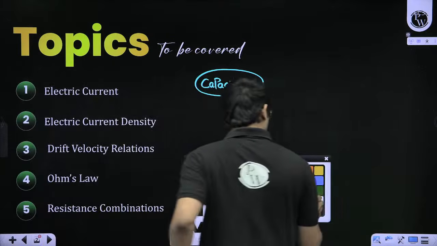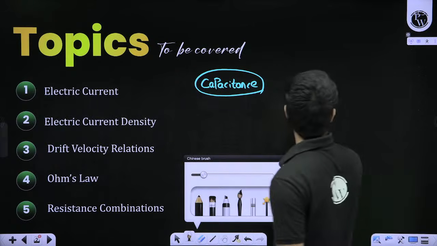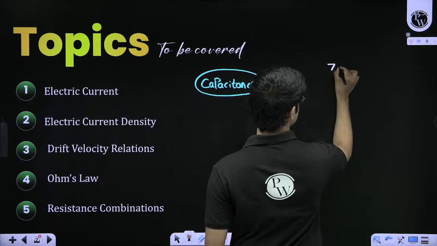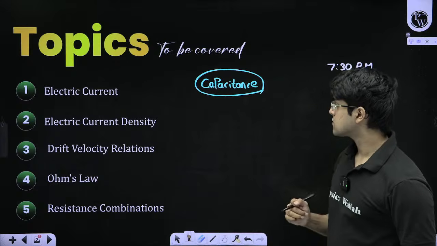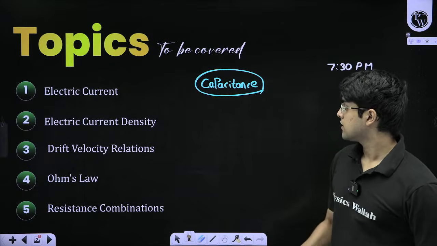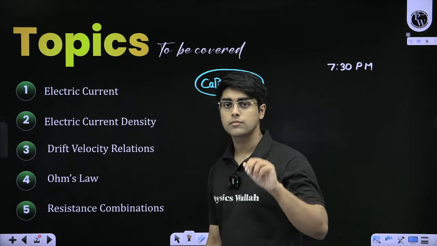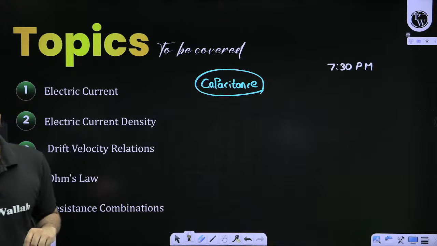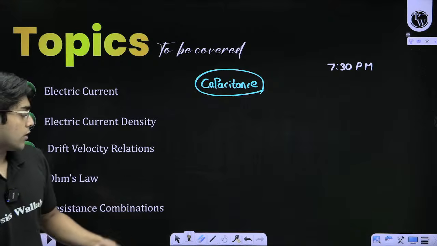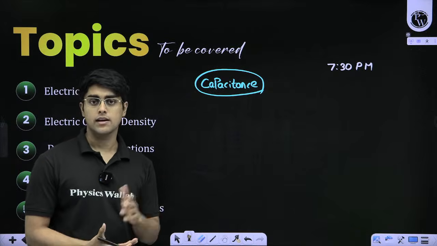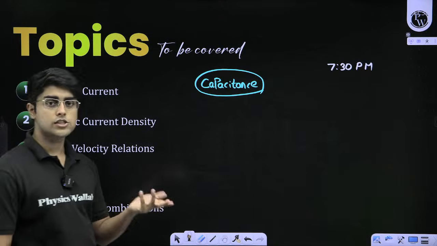Today's lecture will be mostly 2 hours, so the class will go until 7:30 p.m., and we will try to finish as much as we can until then. We won't be able to cover much today. We won't be able to reach the circuit questions today, but we will try to finish as much as possible. As you all know, this is mainly a board exam revision type of one shot, so we won't be taking too many JEE problems either.